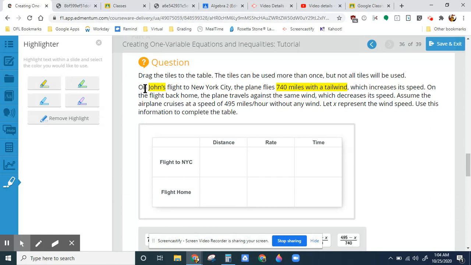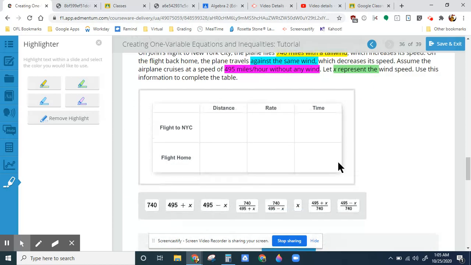So, okay. I guess that's not really going to help us out. With tailwind on the return flight home, he's fighting against the wind. So, against the wind with the same wind, but this time it really lowers his speed. Assume the airplane cruises at that speed without wind. So we need to figure out what this wind is. Which decrease speed? Let x represent the wind. All right, cool.